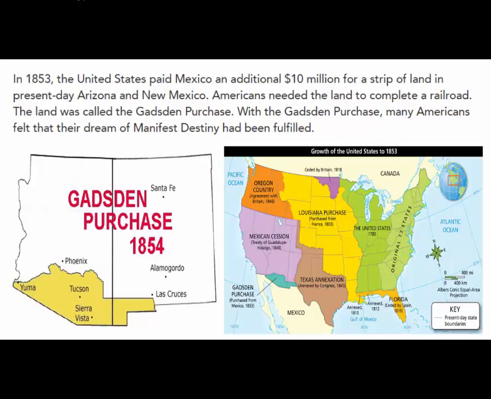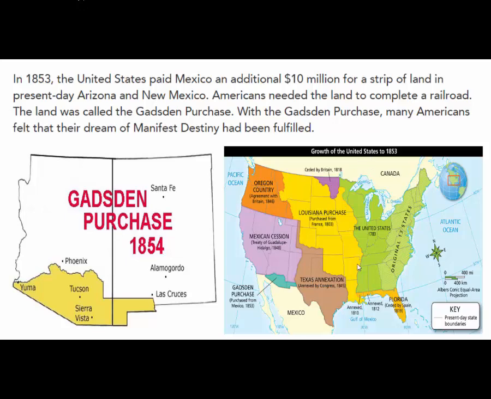In 1853, the United States paid Mexico an additional $10 million for a strip of land in present-day Arizona and New Mexico. Americans needed the land to complete a railroad. The land was called the Gadsden Purchase. With the Gadsden Purchase, many Americans felt that their dream of manifest destiny had been fulfilled.